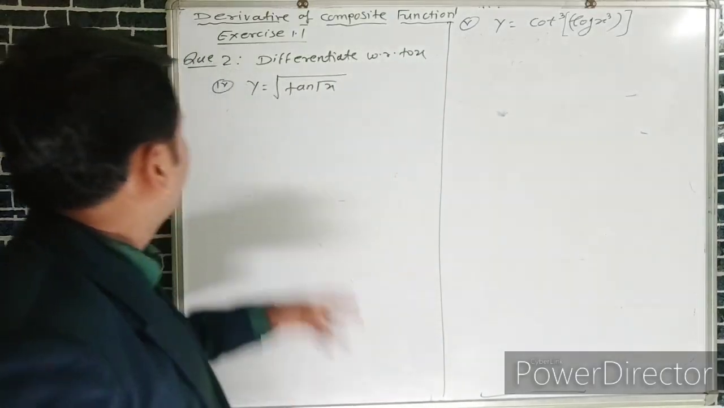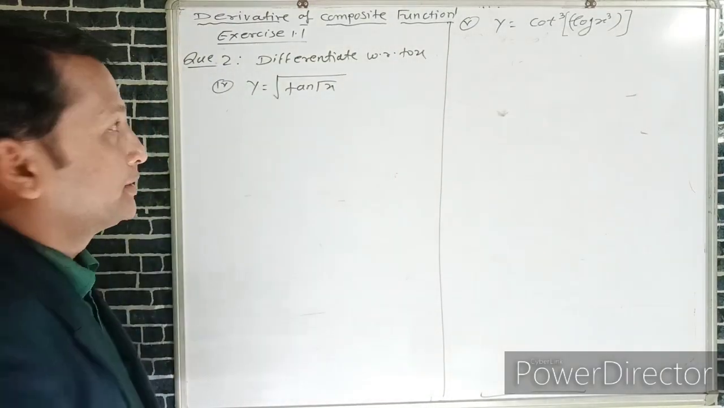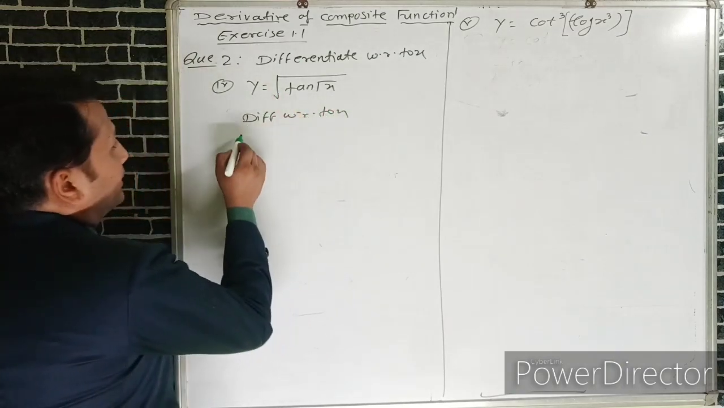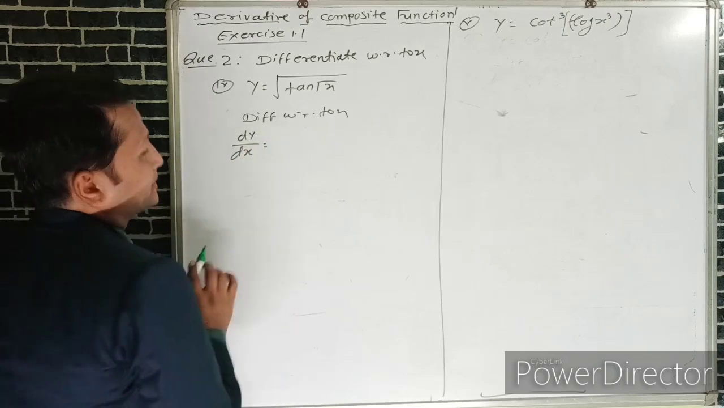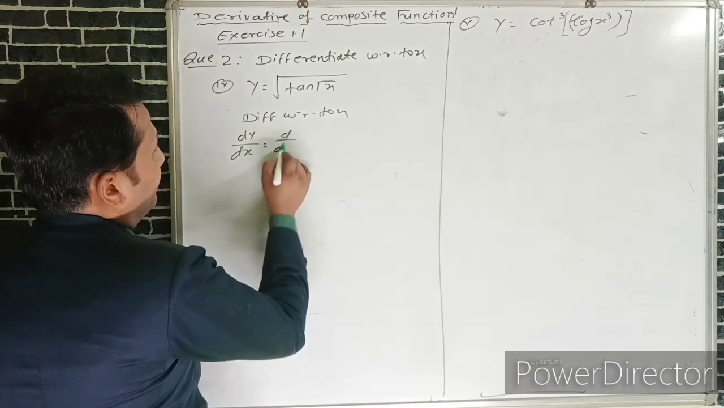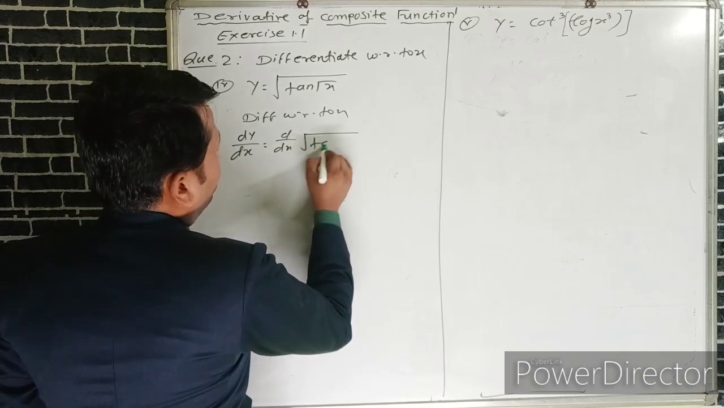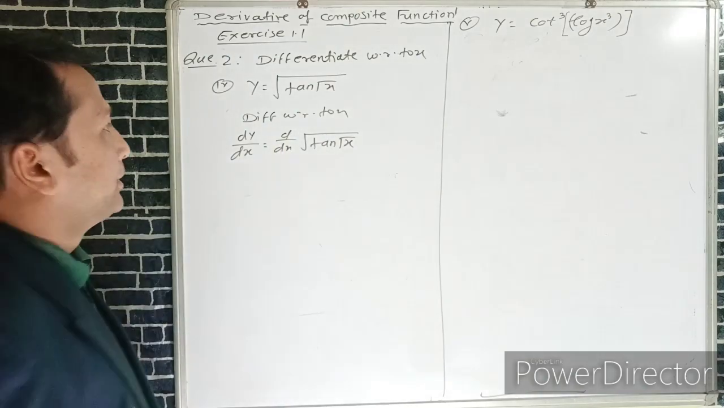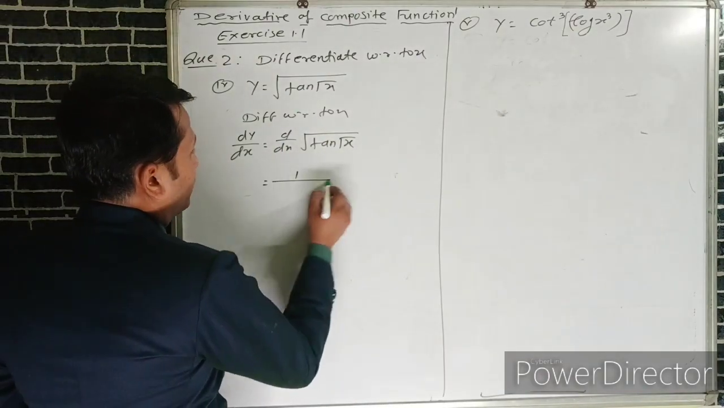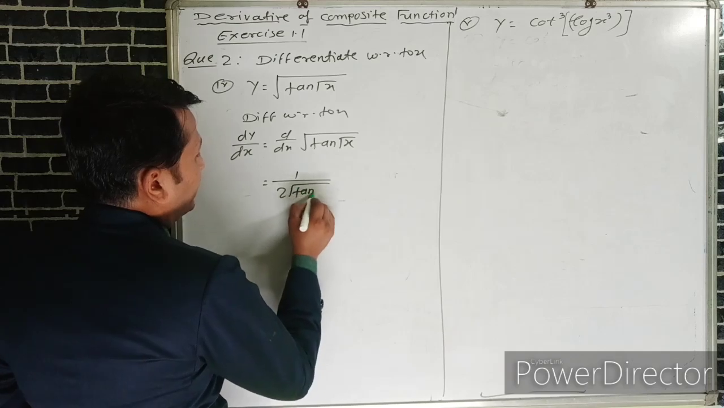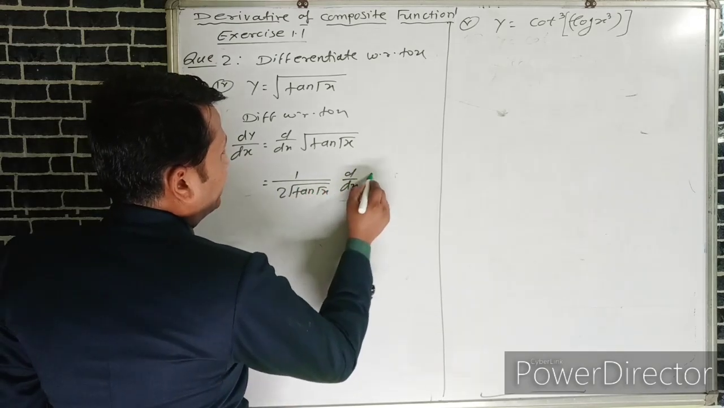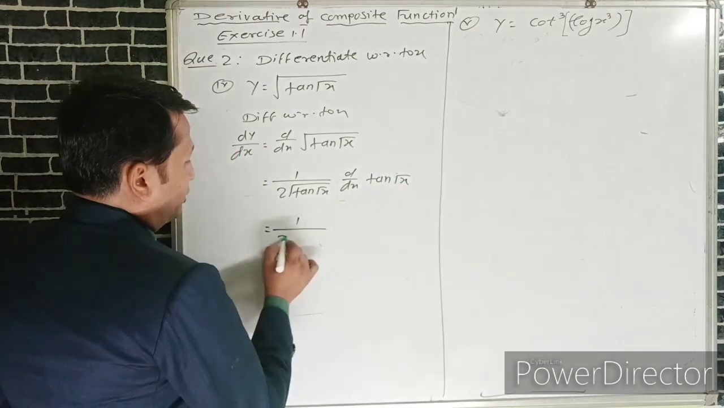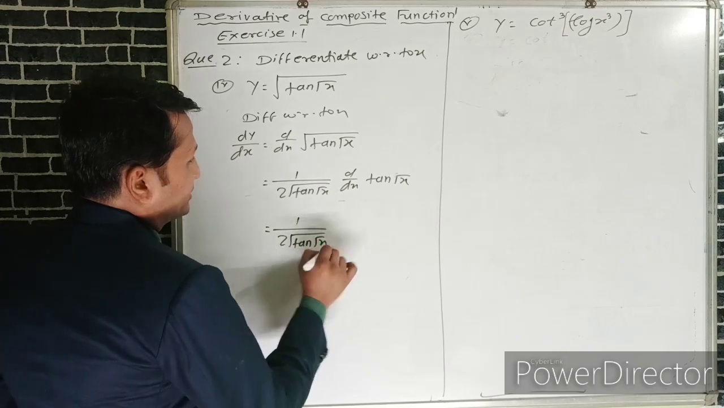Next one, example number 4: y is equal to under root of tan root x. After differentiating with respect to x, we can write the derivative of y, dy by dx, into the derivative of under root of tan of root x. By applying the derivative of under root of f x, we can write 1 upon 2 under root of tan of root x into again the derivative of tan of root x, with 1 upon 2 under root of tan of root x as it is.